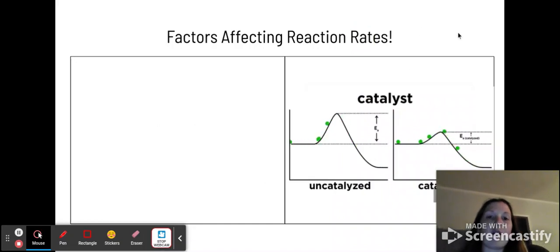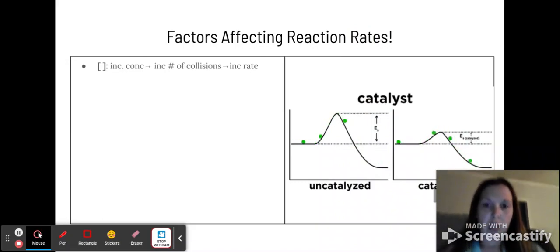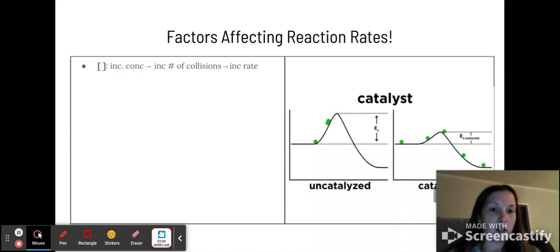So now let's talk quickly about the factors that affect reaction rate. Our first one is concentration. Remember, those brackets mean concentration. And if you increase concentration, that'll lead to an increase in collisions because you have more particles present in that amount of space. So more likely they will hit each other the right way, which will increase the rate.